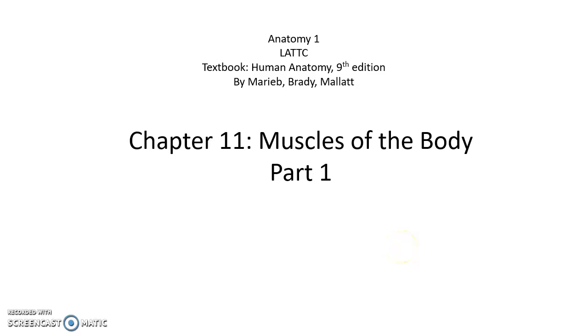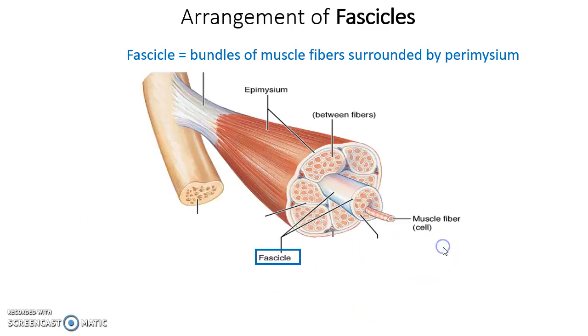Chapter 11, Muscles of the Body, Part 1. So, as I mentioned in the last lecture, muscles are arranged in such a way that they have these little bundles of muscle cells. These bundles are called fascicles. So a fascicle, surrounded by its perimysium, is the repeating structural unit within a muscle organ.